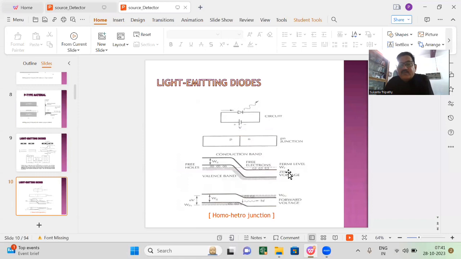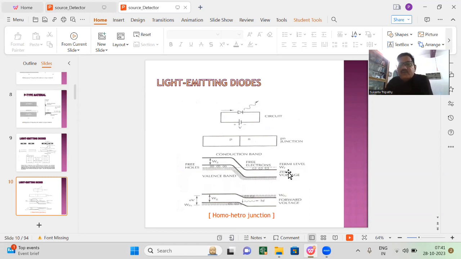And if this happens, then there is again a problem that the light cannot be emitted from a small region. So these are some of the issues which are there in a simple PN junction when you use this structure for the emission of light or to produce light.